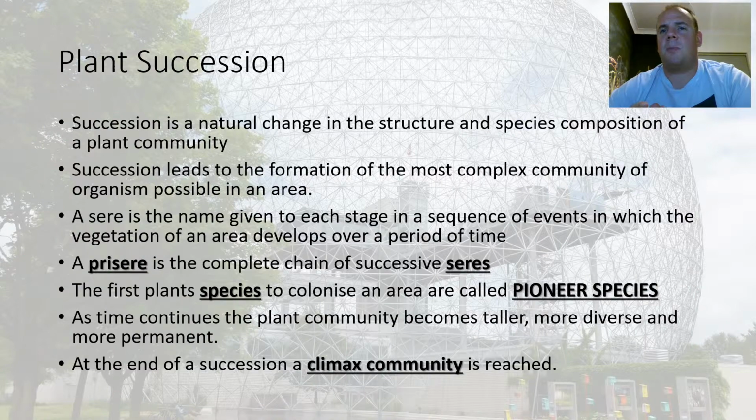The first plant species to colonise an area are called pioneer species. As time continues, plant species or plant communities become taller, more diverse, more permanent, and at the end of succession a climax community is reached.